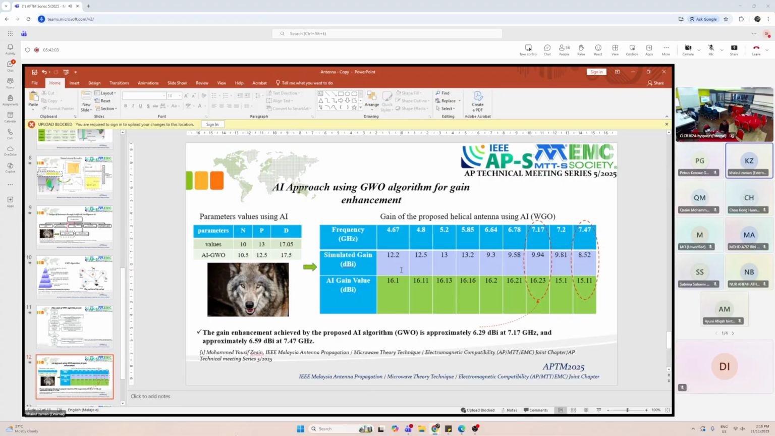As we can see here from the simulated gain, for example, at 4.67 gigahertz, the simulated gain 12.2 has been enhanced to 16.1. 7.17 gigahertz has been enhanced from 9.94 to 16.23. 7.47 gigahertz has been enhanced from 8.52 to 15.11, which means 6.59 dBi. This is the enhanced gain using AI.